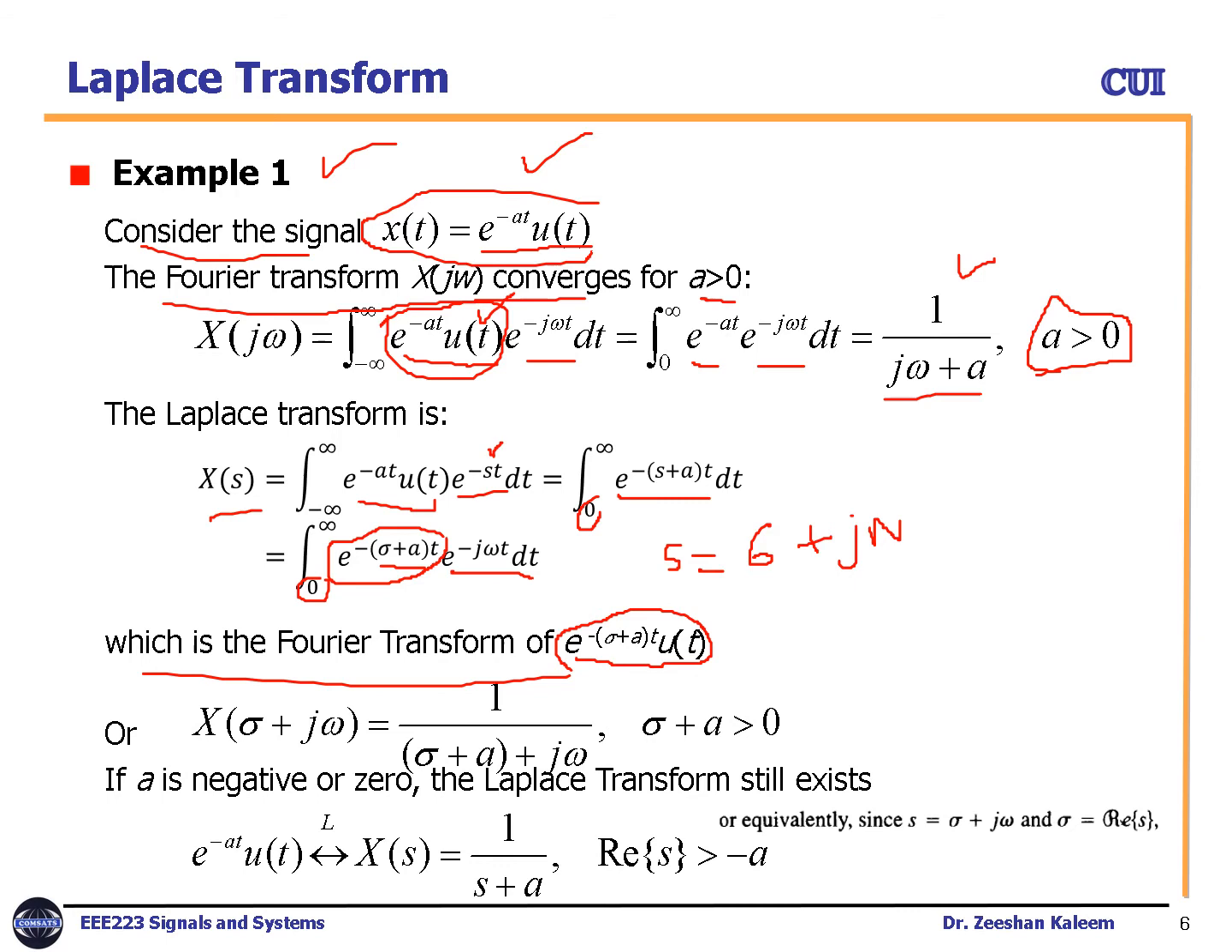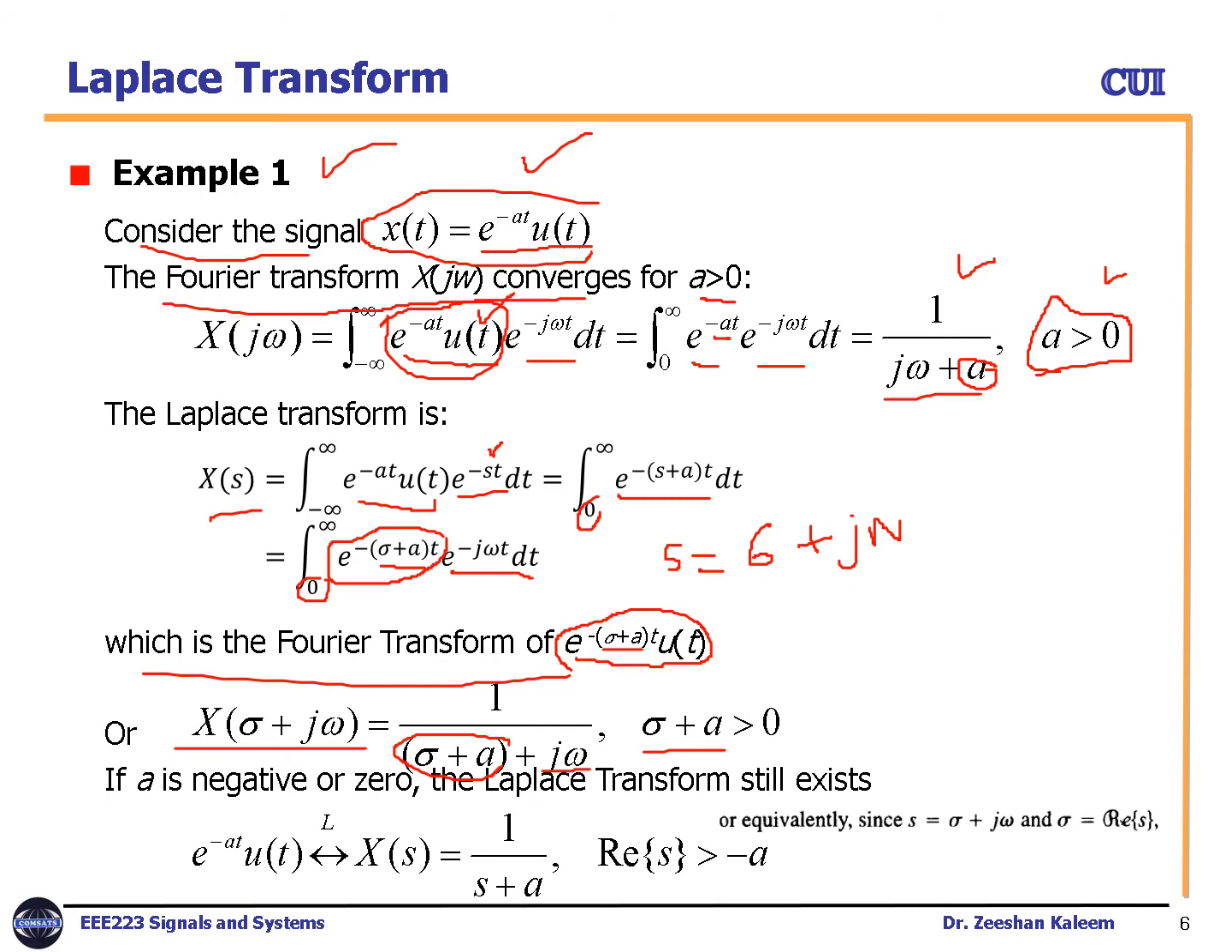So finally, X of sigma plus j omega is equal to 1 over (sigma plus a plus j omega). In the previous case, you have only a here, e to the minus a t, so you got a in the denominator. And instead of a, we have sigma plus a. The difference is sigma plus a in the denominator plus j omega. And the condition there was a greater than 0, but here instead of a we have sigma plus a. So sigma plus a is greater than 0.